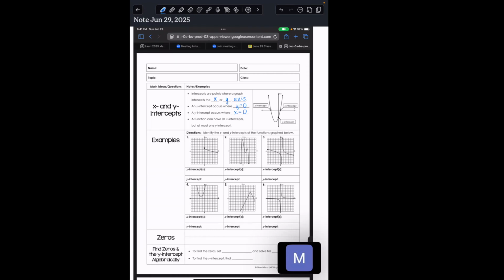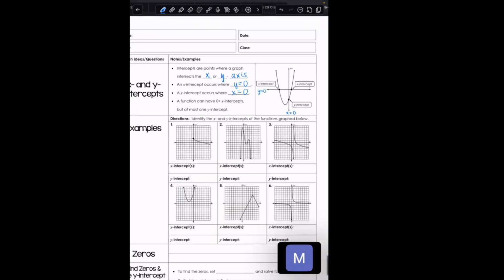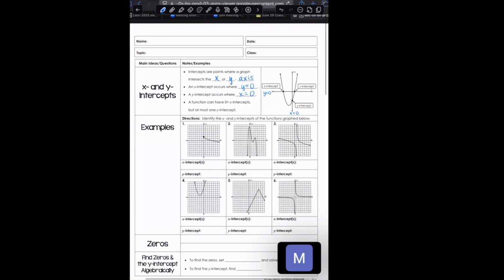So x-intercepts on this line right here is where your y is 0. Your y-intercepts is where your x is 0. So just visually, that's what you're looking at there. All right, so examples. We'll do maybe 2 of these, maybe 3.